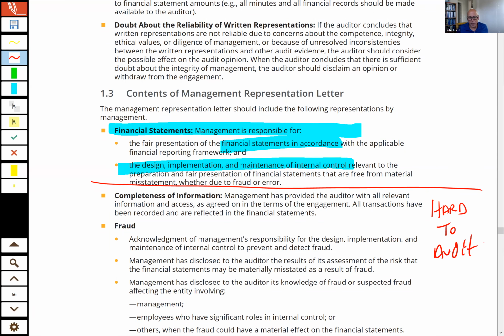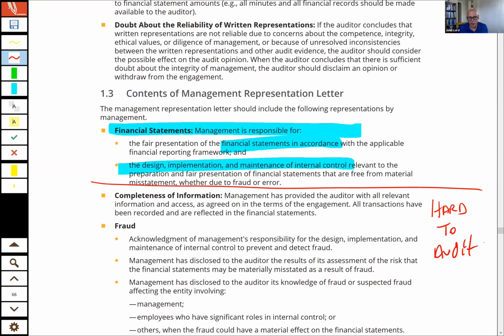Okay. And then when you get down to these, and you can just flashcard a bunch of these, these down here are more hard to audit, but flashcard all of them. For example, completeness of information. The assertion that scares us is completeness.